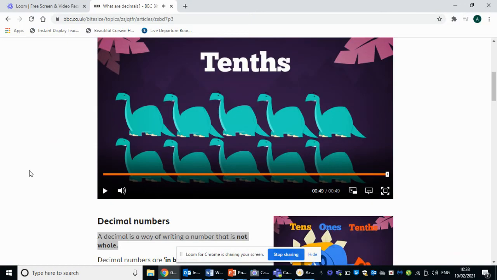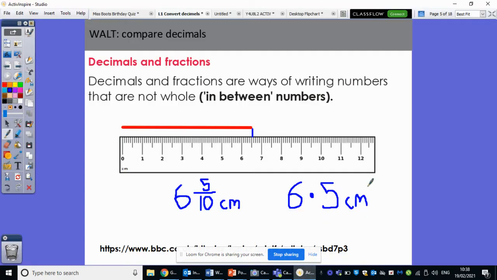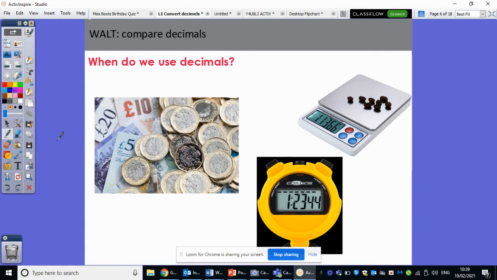There we go. So that video with the dinosaurs just explaining what decimals are. They went into, as we know, we've got the tens and we've got the ones. And then after the decimal point, we've got what's called the tenths and the hundredths. We're not going to be going into hundredths today, but it's still useful for you to know. So when do we use decimals? Well, you will have seen them in quite a lot of different areas of life. So, for example, money is a really common one. So something in a shop may not cost £6 or £7. It'll be something in the middle.